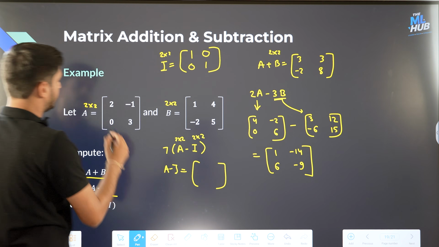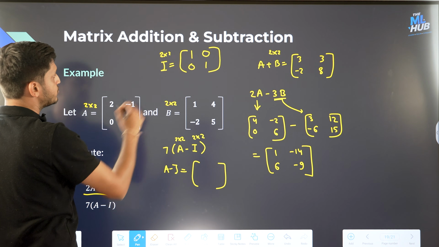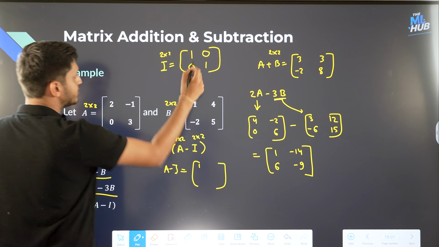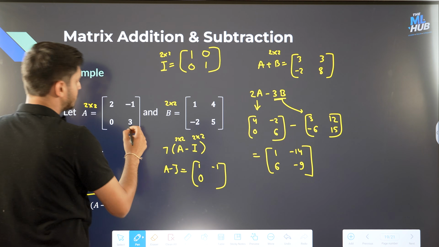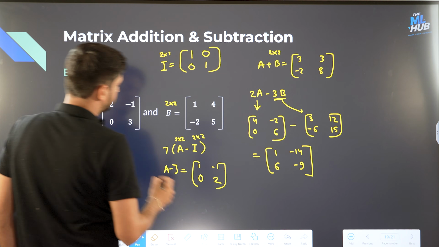A minus I is what? A is this matrix, I is this matrix. 2 minus 1 is 1, minus 1 minus 0 is minus 1, then 0 minus 0 is 0, then 3 minus 1 is 2, right?